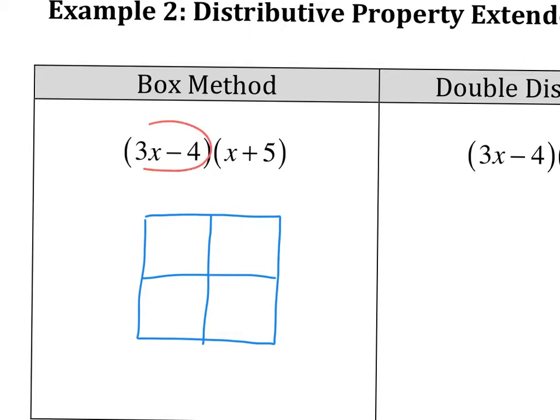And I'm going to take this guy here, 3x minus 4. I'm just going to write it down the side. And I'm going to take this guy here, and I'm going to write it along the top. It doesn't matter if you switch those around. And I wrote the x plus 5 along here. In the end, it doesn't actually matter which way you write it.